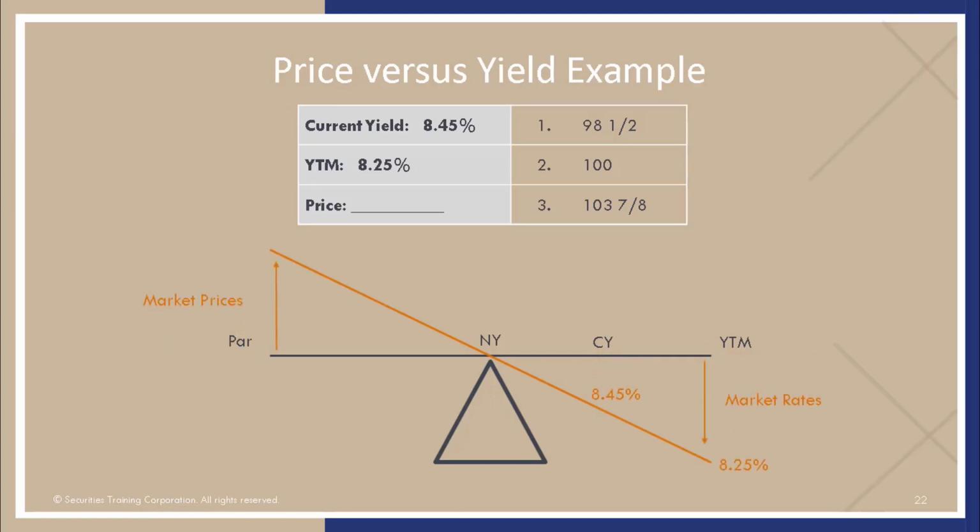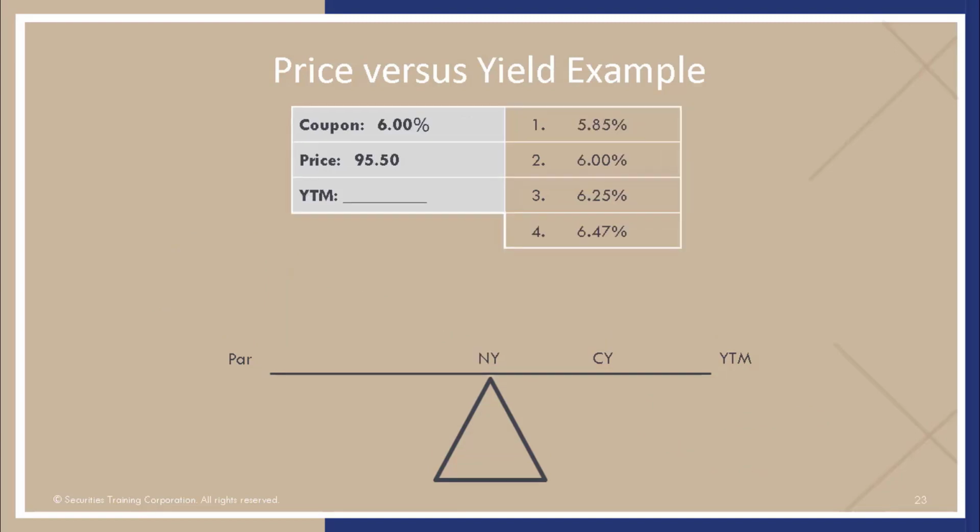Well, we know that the yield to maturity is 8.25%, and we know the current yield is 8.45%, and what we are asked to calculate here is the market price. Well, we know if the yields are below the coupon rate, such as in this example, that the market price must be above par value. Since there's only one choice above par value, which is 103 7/8, that must be the answer. Again, a second way of answering the question without using any calculations. Now this next one is going to be a little bit more challenging.